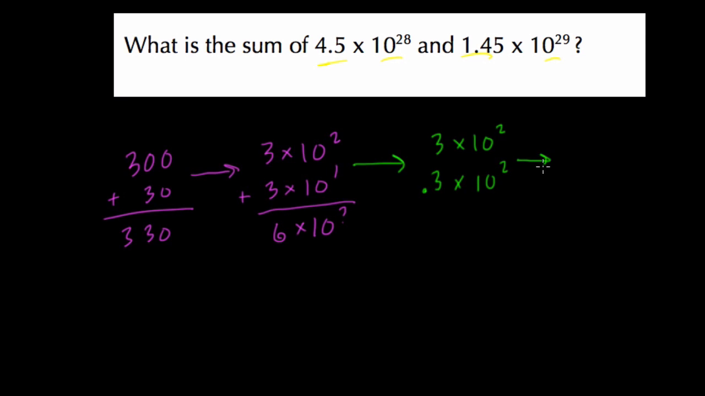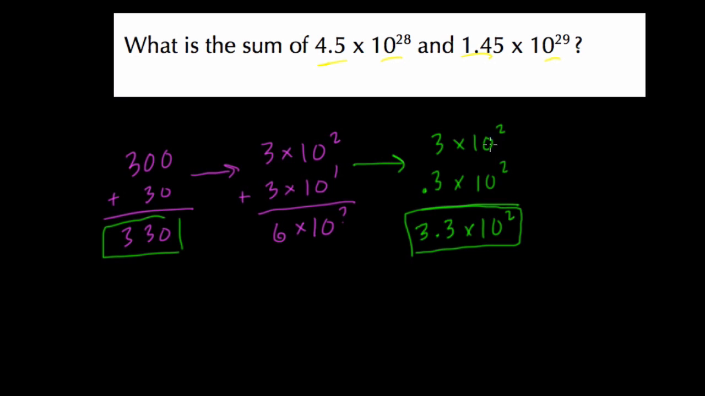Now I can basically add these. It's 3 plus 0.3. In fact, I'll write it down here. That's 3.3. And here, 3.3 times 10 squared, right? We just leave that. It's 10 squared, in terms of 100, just like our answer here is 330. That's what we get here as well.